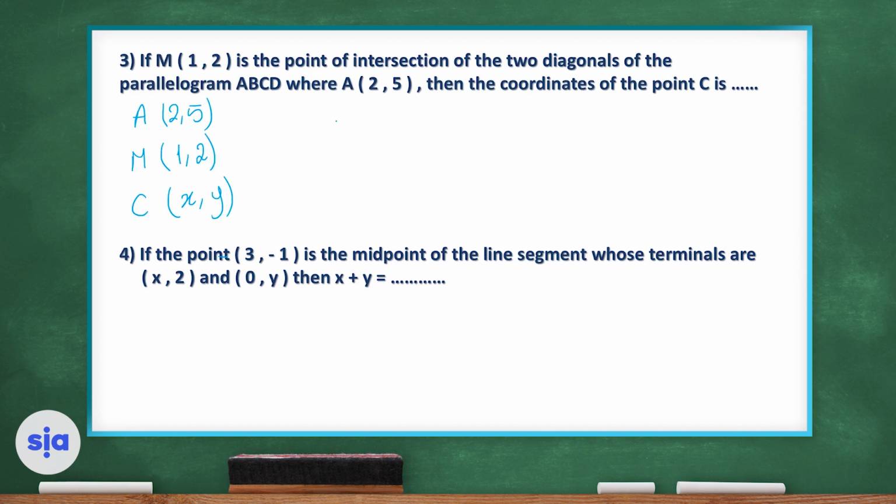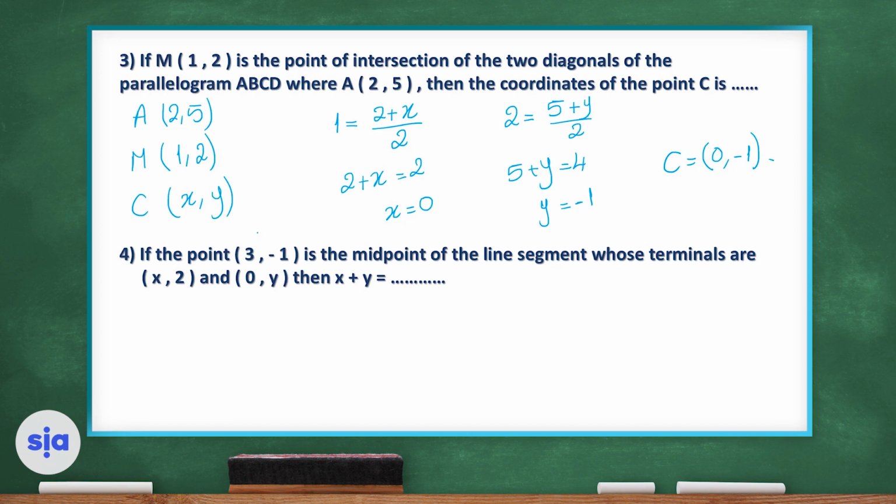So the 1, which is the x coordinate of the midpoint, came from 2 plus x all over 2. Then here 2 plus x equals 2, then x equals 0, where the y coordinate of the midpoint, which is the 2, came from 5 plus y all over 2. Then 5 plus y is equal to 4. So y equals -1.